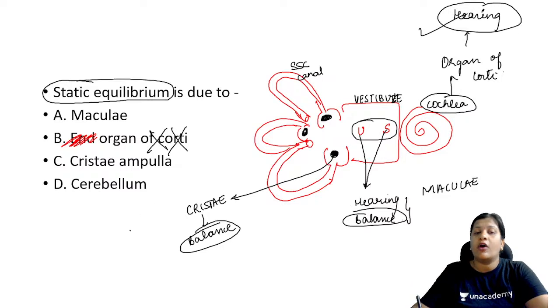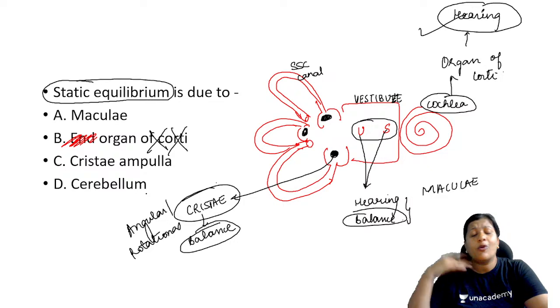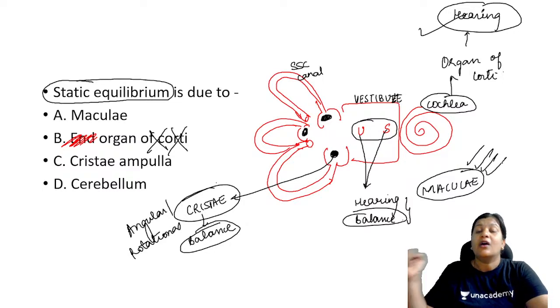Now, only for angular motion or rotational motion, crista is going to function. But for all the other functions of balance, whether it is linear acceleration, deceleration, position of head against gravity, static equilibrium, or any terminology that you don't know of, simply mark macula. So for all the major functions of balance, it's the macula. Only for angular rotational motion, it is the crista.